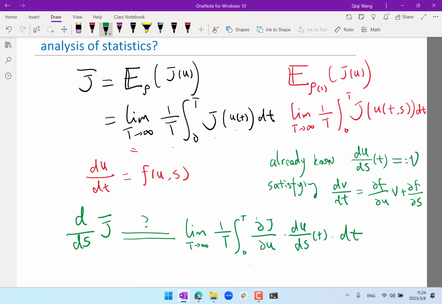The only questionable part is that the derivative itself is a limit. If you think about the definition of a derivative, it's the limit of epsilon goes to 0 of a ratio, and there is another limit. So two limits. Can you exchange two limits?